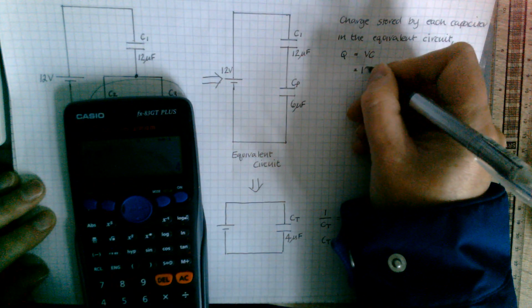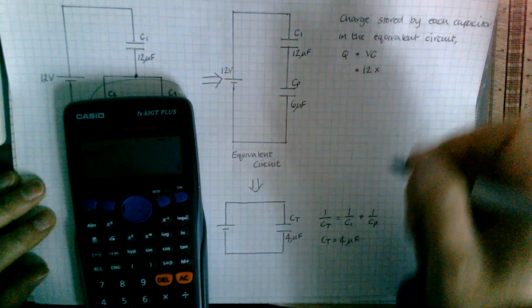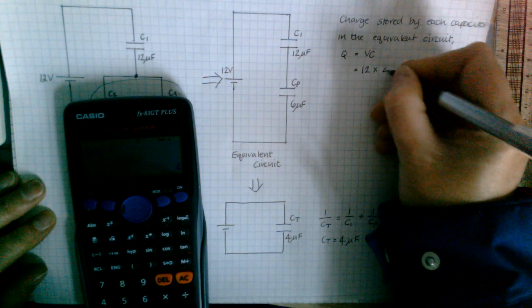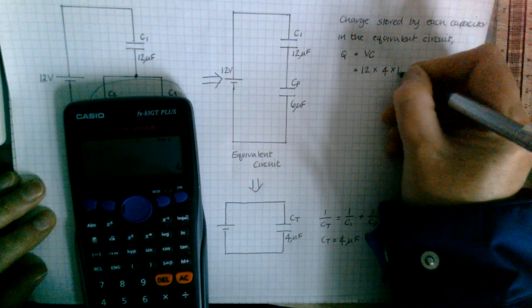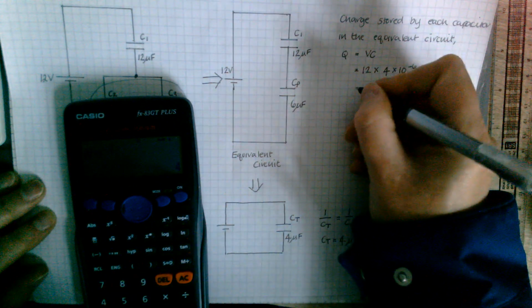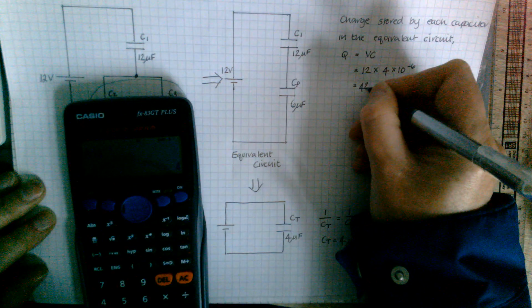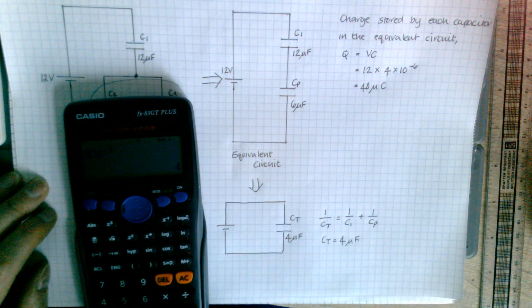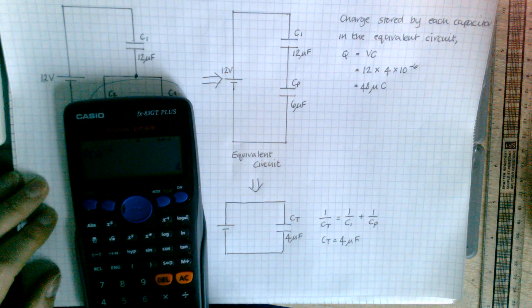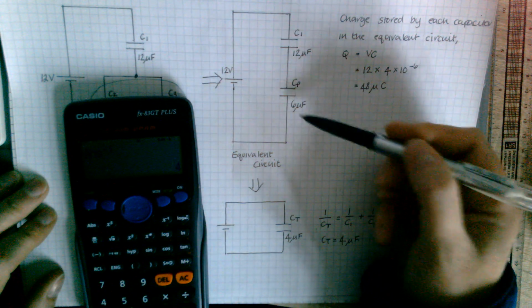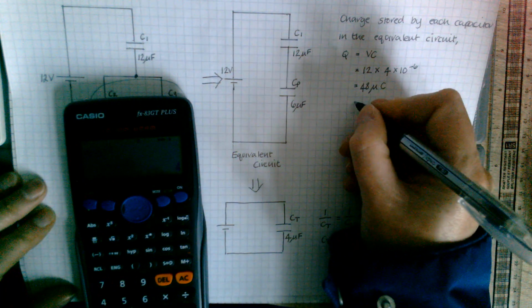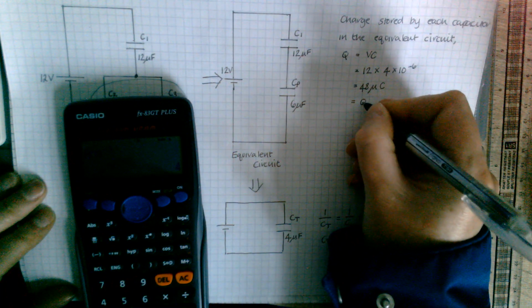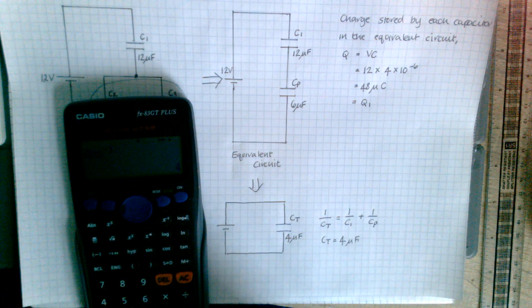So my V is 12, so Q equals V times C, and C is 4 microfarads, so 4 times 10 to the minus 6. 12 fours is 48 microcoulombs. So that gets you the charge stored by each capacitor in the equivalent circuit. So that'd be by C1 and by Cp. So that really is Q1. Now I've got the charge stored by capacitor C1.